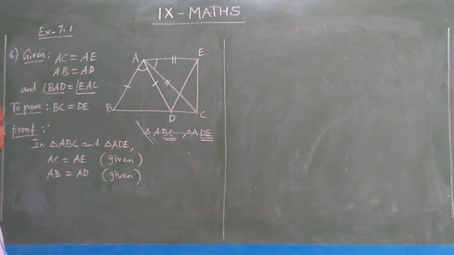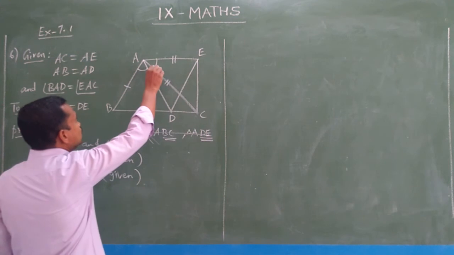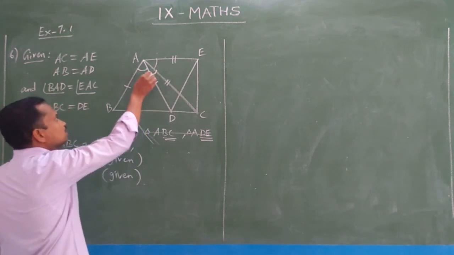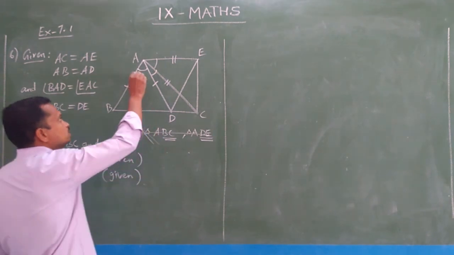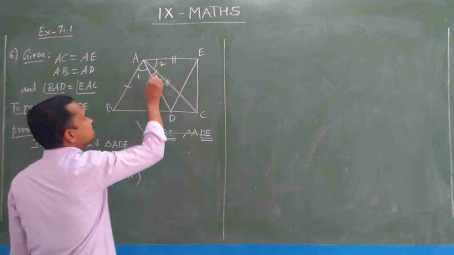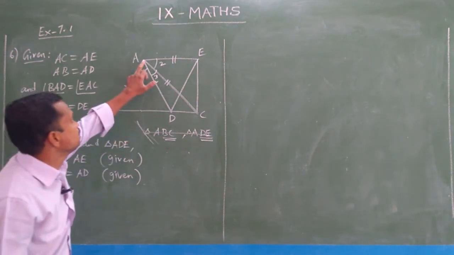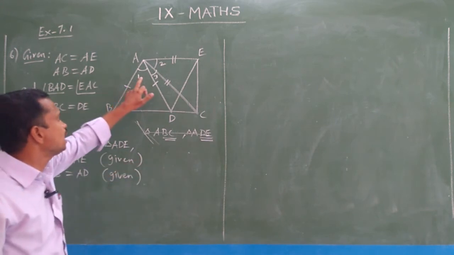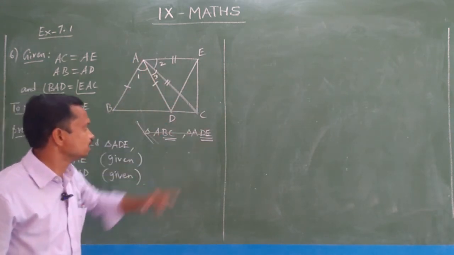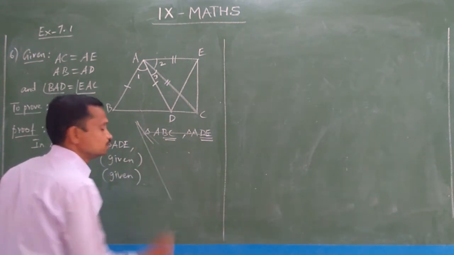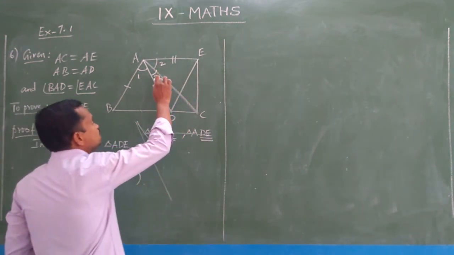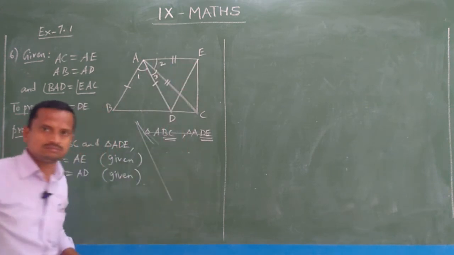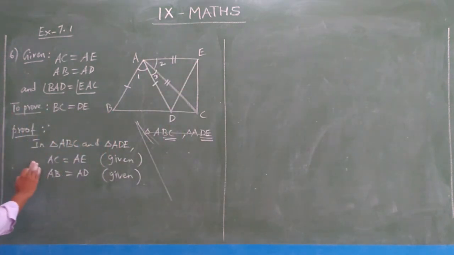But one more thing. For your understanding, I am saying this is angle 1 and this is angle 2 and this is angle 3. So I am naming angle DAC as 3. If you add 1 and 3, you will get angle BAC. Am I right? And when we add 2 and 3, then we get angle DAE. So no problem, these two are okay.